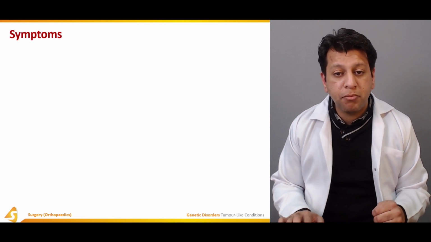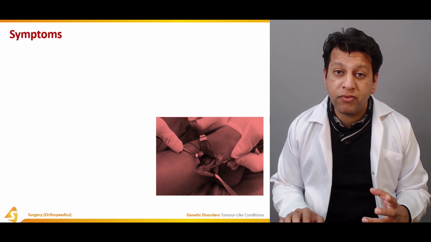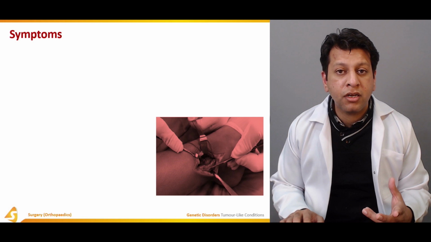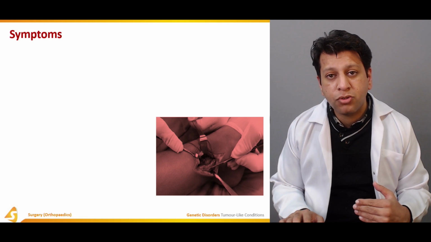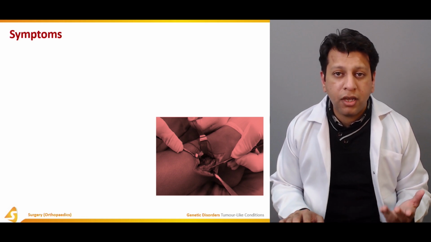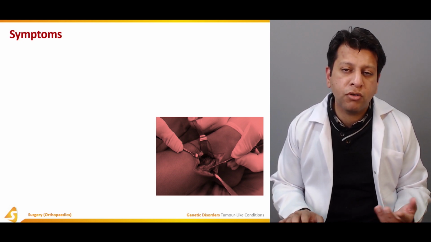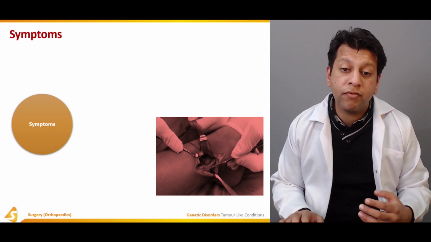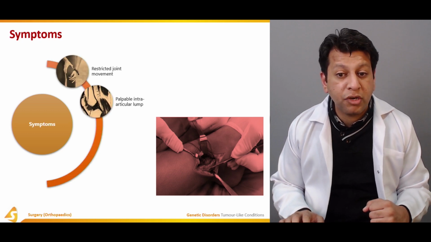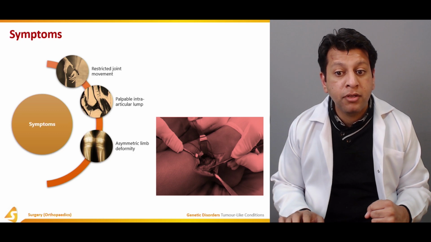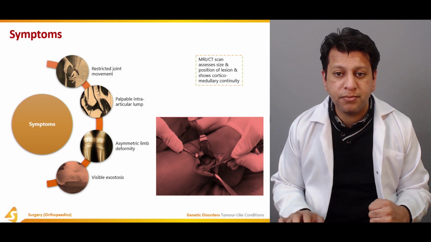They usually present with symptoms because, as they're in the epiphysis, they directly protrude into the joint and may cause symptoms very early. On the other hand, multiple hereditary exostosis may be asymptomatic for years, and maybe one of the nodules presents with symptoms. Sometimes they do not present with symptoms at all, rather it's an incidental finding. Symptoms of this epiphyseal disease include restricted joint movement, a palpable intra-articular lump, asymmetric limb deformities, and visible exostosis.